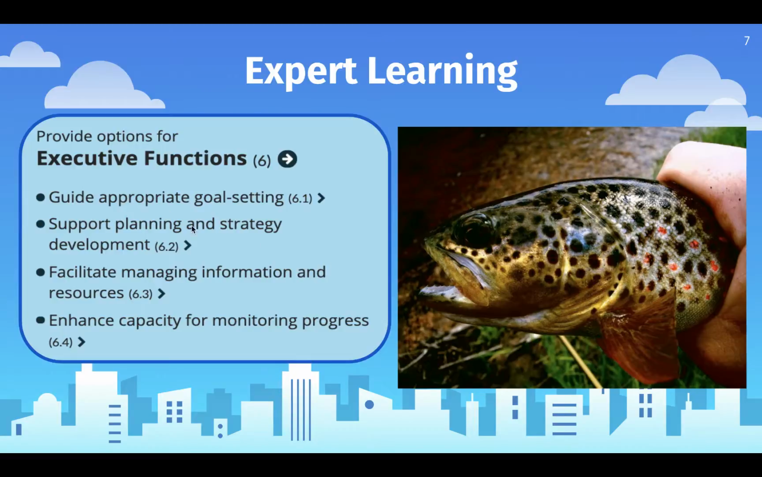So I'm just going to read through this really quick. Guiding appropriate goal setting, supporting planning and strategy development. Hopefully you see that in my little story where we fished the Laramie River and our goal was to fish any and every body of water we came across. We strategized around how to get to the best water. We managed information and resources. All the stuff that we had learned, we had to apply in different areas and contexts. And then we monitored our progress.